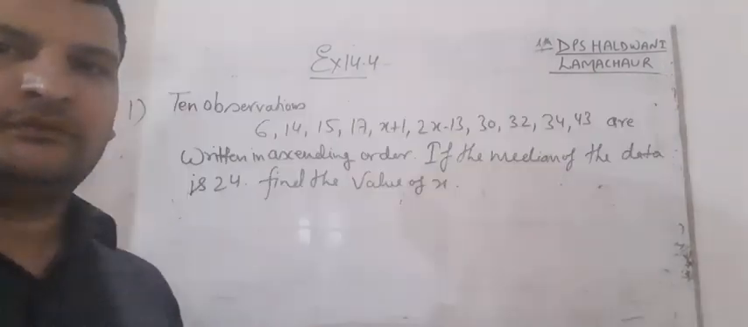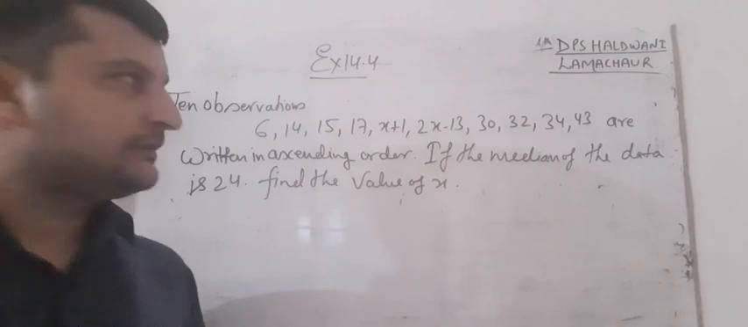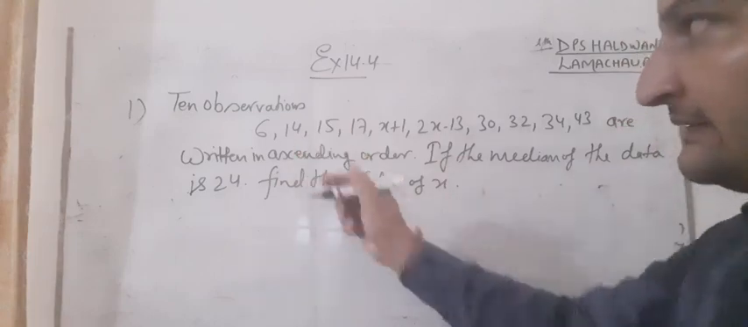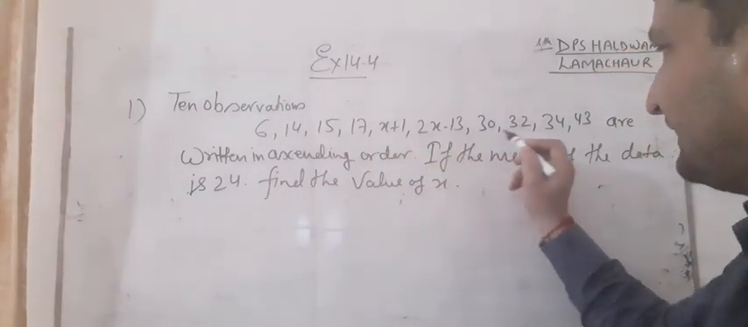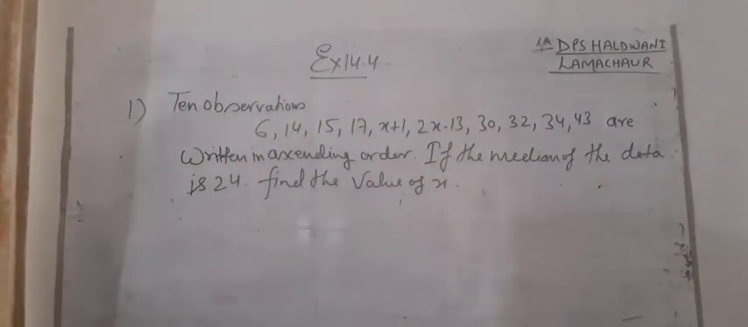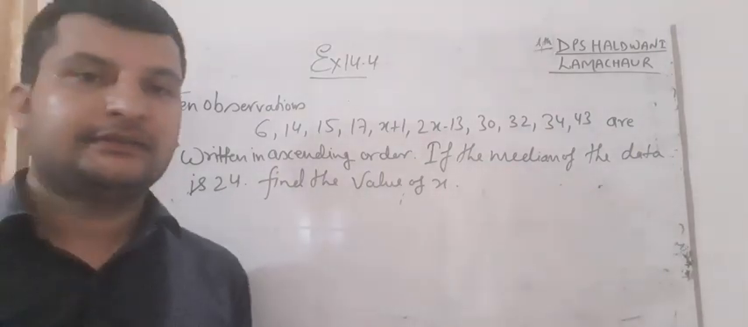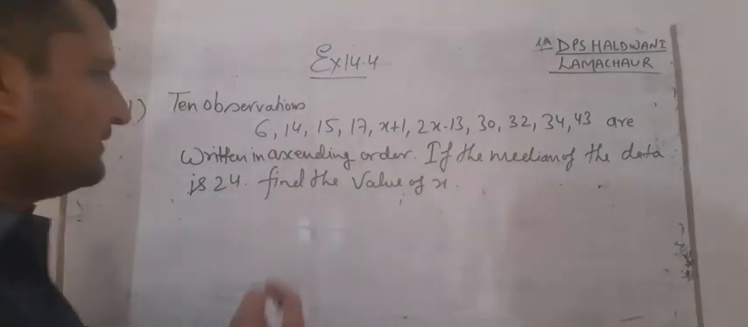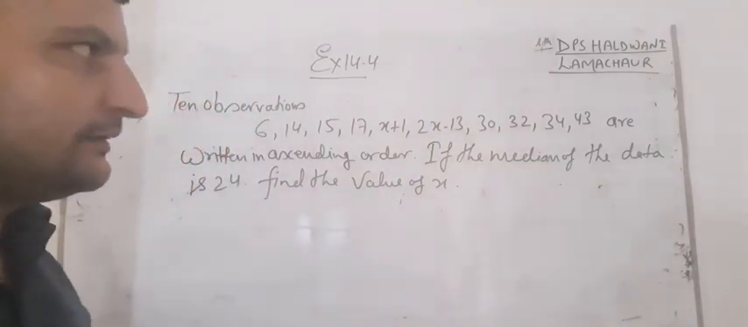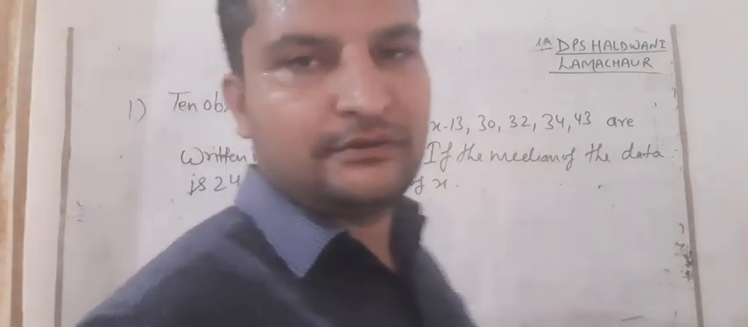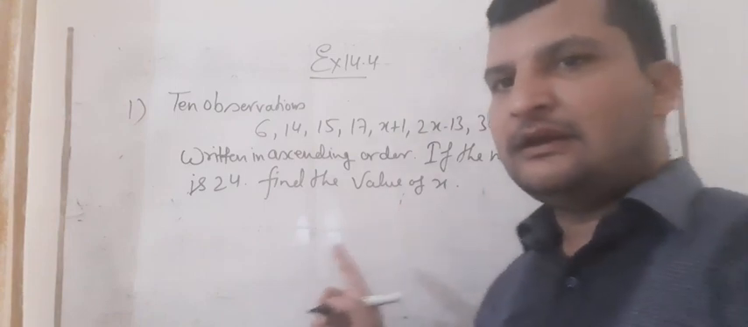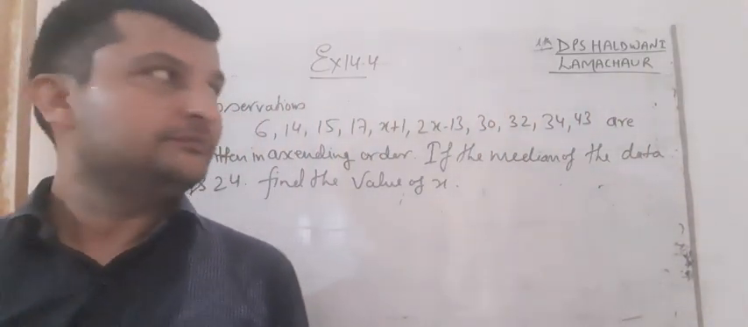So note it down properly. Students, one question I have written here: 10 observations are given, 1, 2, 3, 4, 5, 6, 7, 8, 9 and 10, written in ascending order, same as that question. If the median of the data is 24, find the value of x. You can do this question in your classwork or in your rough notebook and solve it yourself. Then we will tell the answer in your Google Meet also.